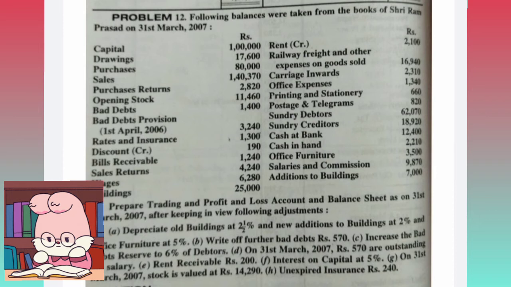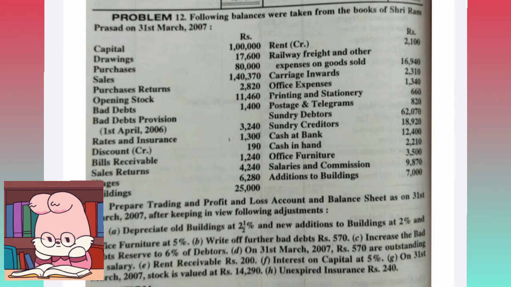So salaries and commission 98570, expenditure, so debit side of P&L account. Additions to the buildings, that is 7000, this is taken to the balance sheet. It is an addition to the buildings, so 7000 add to the buildings.